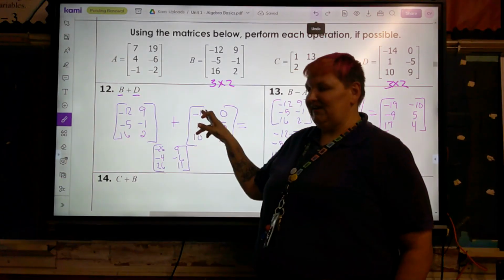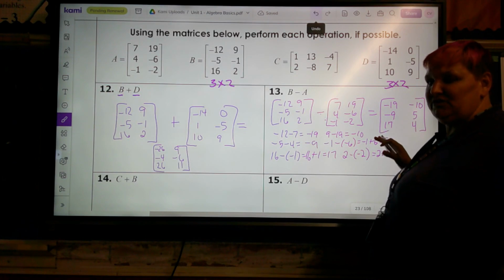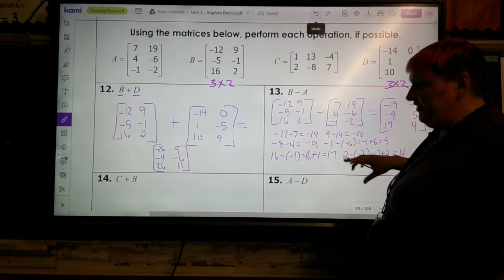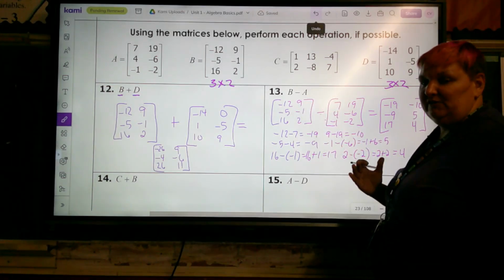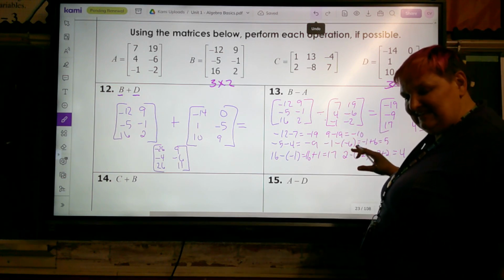This one was a lot simpler to do in our heads. Negative 12 plus negative 14. You could have written it out like I did with this one, but you don't have to. This one seemed a little more work because of the negative sign. We had to be a little more careful, so I didn't want to do it in my head. I wanted to be able to see the negative.